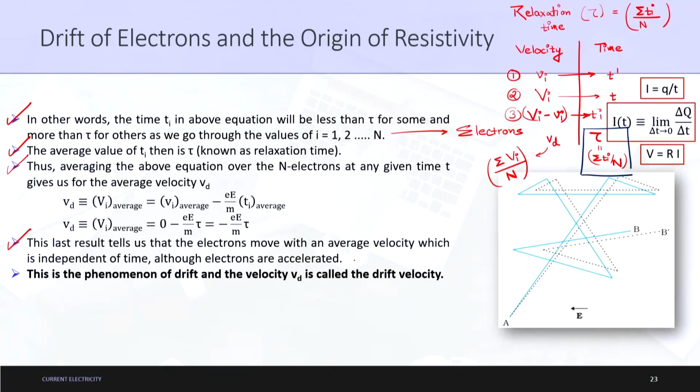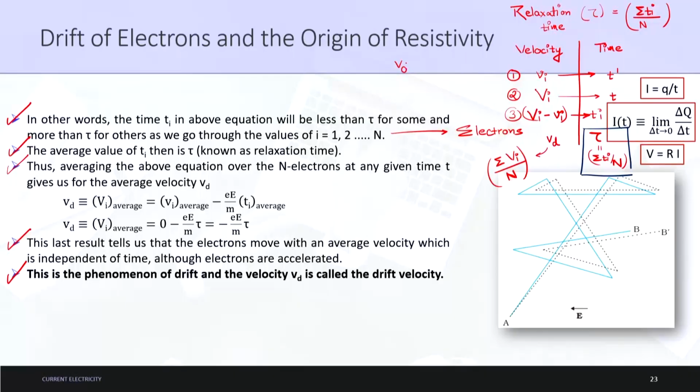Therefore, this last result tells us that the electrons move with an average velocity which is independent of time, although electrons are accelerated. This is the phenomenon of drift, and the velocity Vd is called the drift velocity. Something is drifting apart, and because it is a velocity concept here, it is called drift velocity. Therefore, we understood a new concept here.